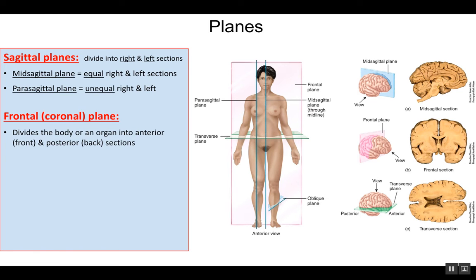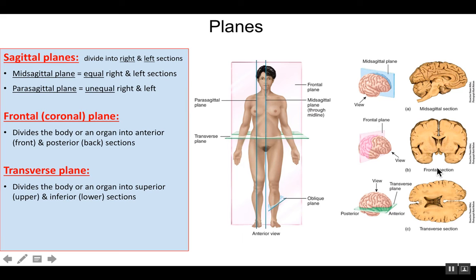Other planes include frontal, also known as coronal plane. That's also a vertical plane, but it divides the body or organ into an anterior and a posterior section. So on this drawing, it's this one here. Again, it's a vertical plane, but we've sliced through this human body and produced an anterior and posterior section. If we do a brain in that method, this would be a frontal section.